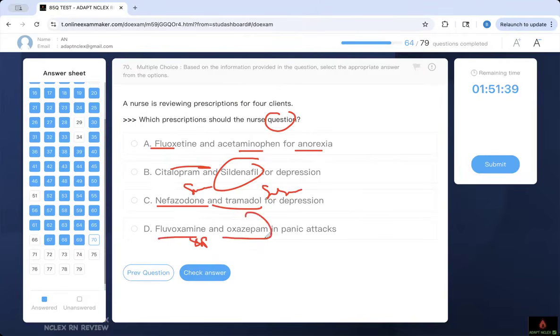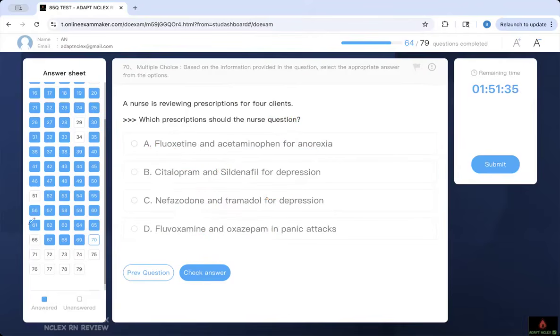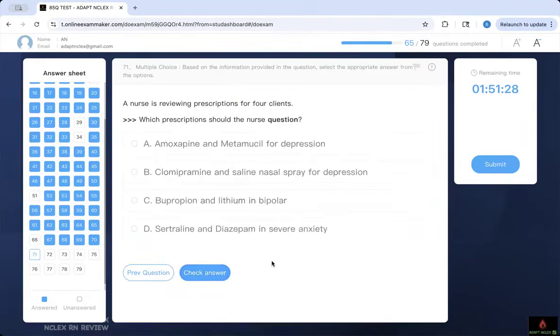Fluvoxamine and oxazepam. This is diazepam. Therefore, C is in trouble. We should question. 2 SSRI, I can't combine it together. This is a problem. These are bad problems.